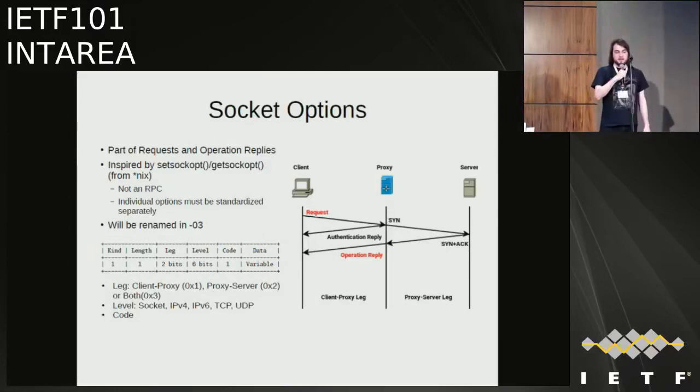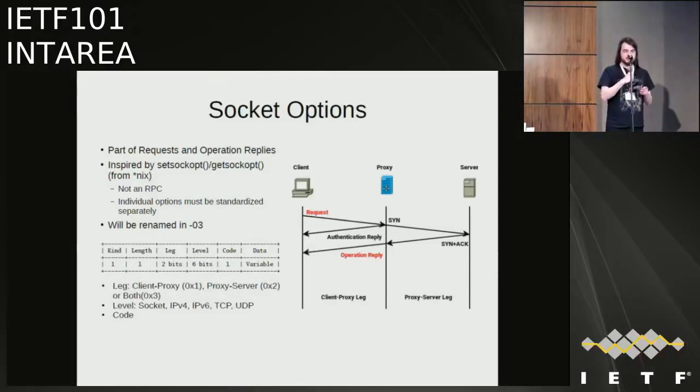Then the next three fields were actually inspired by setsockopt and getsockopt. We've got level, operation code, and data. The possible levels are a generic socket level. Then we've got levels for the layer 3 protocols, namely IPv4 and IPv6, and two more levels for TCP and UDP.